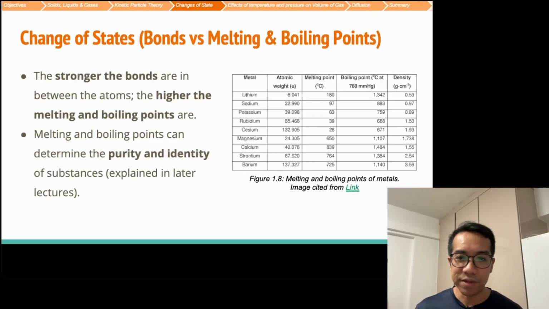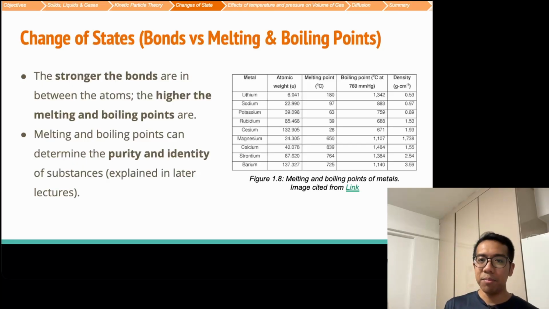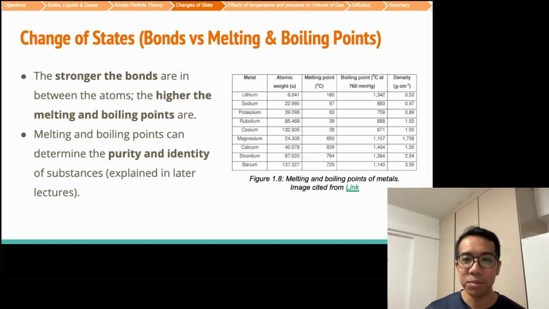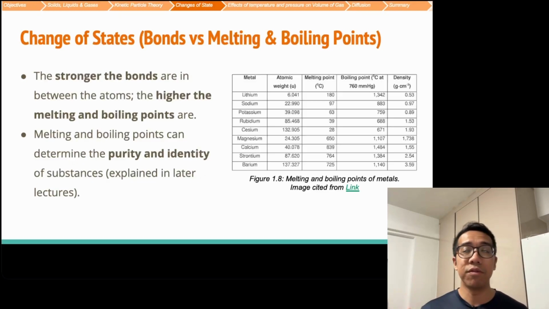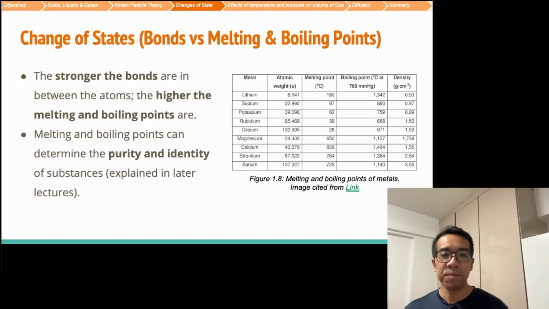Actually, we can just take one example you see here. Let's say we take lithium versus, let's say, water. So you can probably guess the bonds in lithium are a lot stronger than in water, because water melts at 0 degrees and it boils at 100 degrees. Whereas if you were to compare this to lithium, as you can see here, the melting and boiling points are 180 and 1342 respectively.